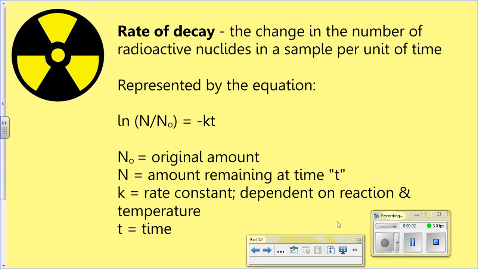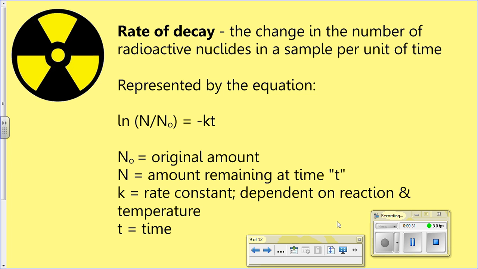In this video, I'm just going to talk a little bit about how to calculate the rate of decay of radioactive nuclides. The rate of decay is the change in the number of radioactive nuclides in a sample per unit of time. So here we're looking at more of the kinetics behind the radioactive decay process, more of the kinetics behind the nuclear reaction. How fast does that nucleus decompose?